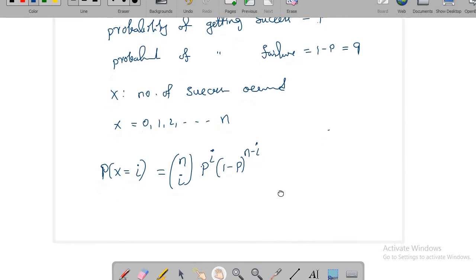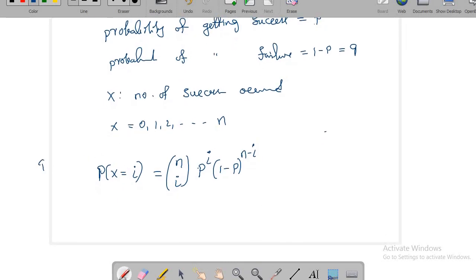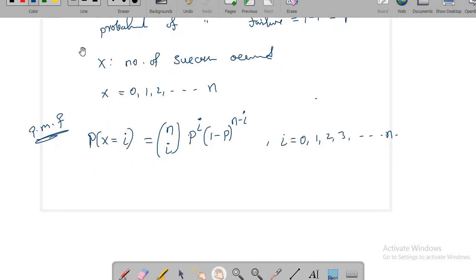So now this is the probability mass function of this random variable, where i equals 0, 1, 2, 3 and so on up to n. And one interesting thing here is, this expression looks like n choose i into x power i into y power n minus i.